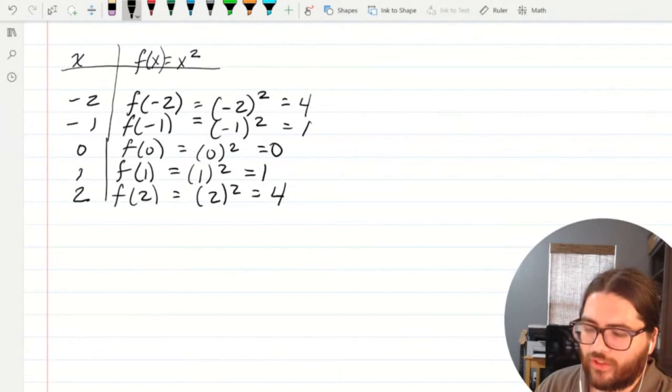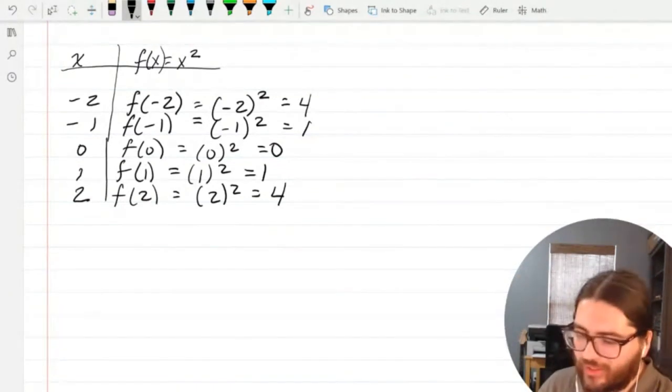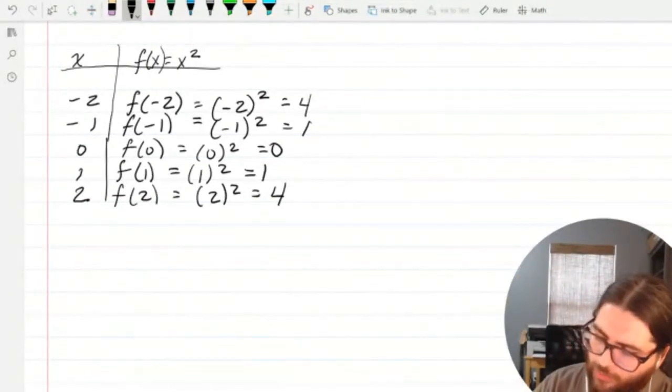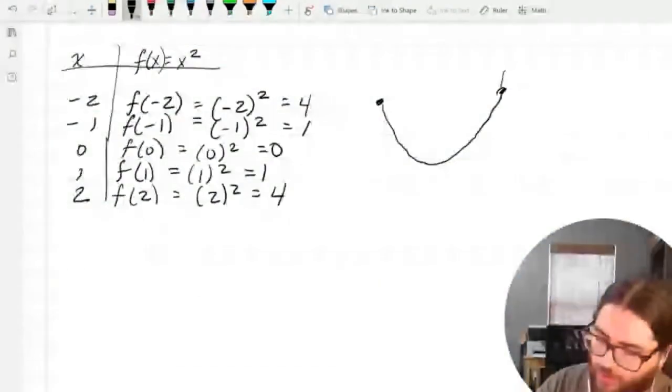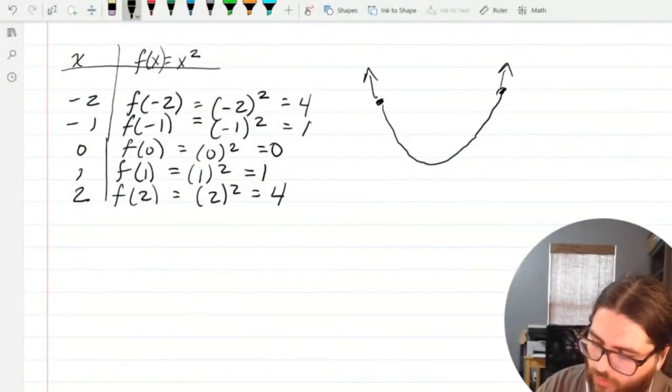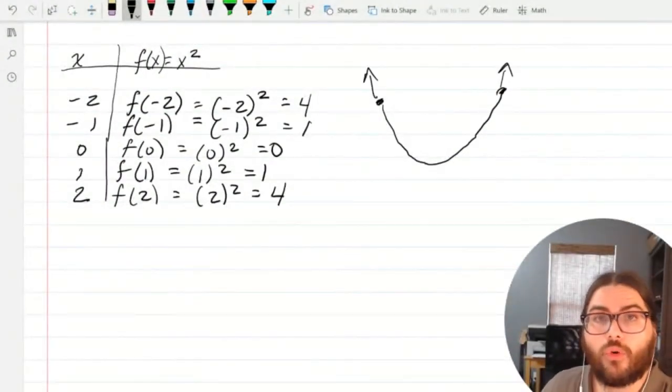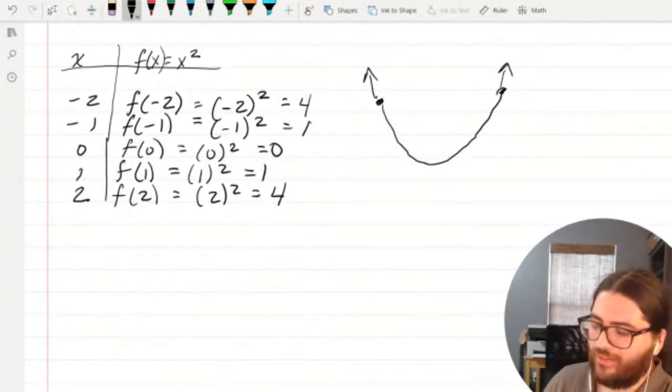We don't do a whole lot of graphing in this class, but if I were to look at something like this in a graph, it would start up here at 4, it would come down to 0, and then it would go back up to 4. If I continued, that pattern would go in both directions. You may have seen this shape before in an algebra class, and this is called the parabola shape.